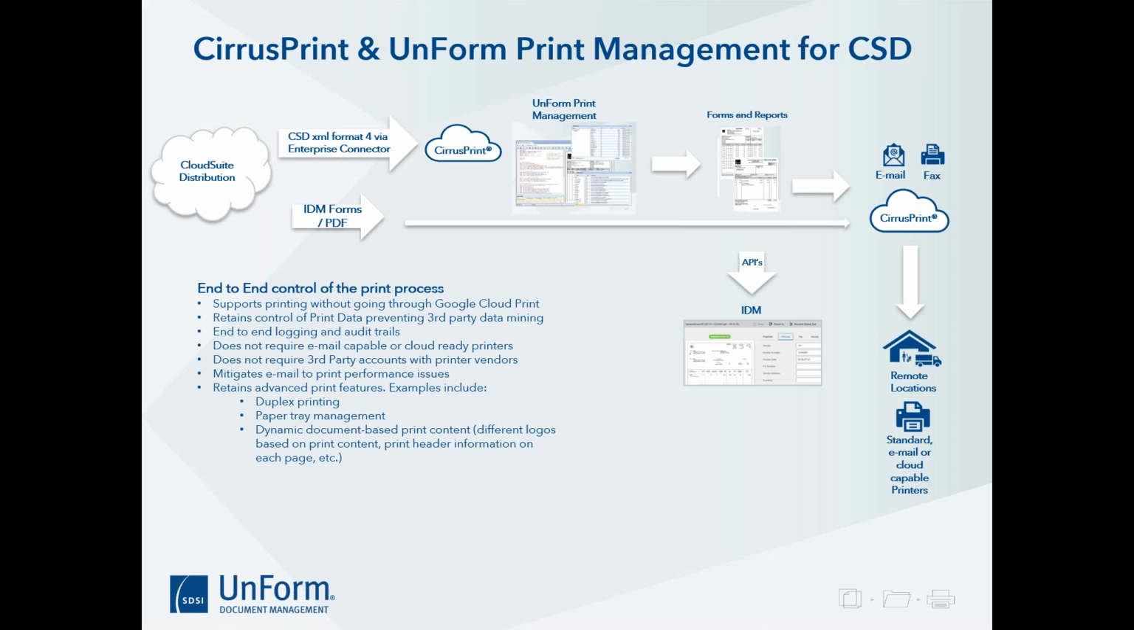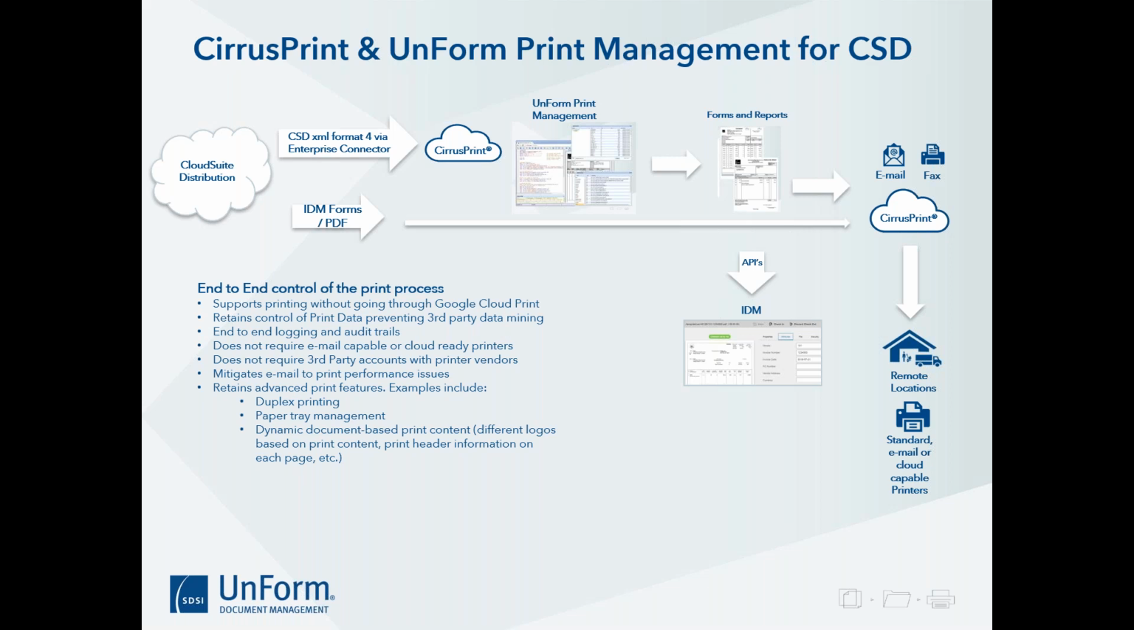So you're not having to go through Google Cloud Print. You retain control of all that data so nobody can data mine it. You have logging from end to end, so if the print doesn't show up, you can go back and figure out where it went wrong based on all the logging and tracking audit trails that are out there. Again, you don't need email capable printers. You can use standard printers to do it. You don't have to set up accounts with third-party printer vendors. It helps to mitigate some of the speed issues associated with going from email to print.